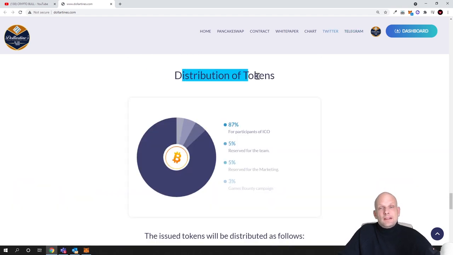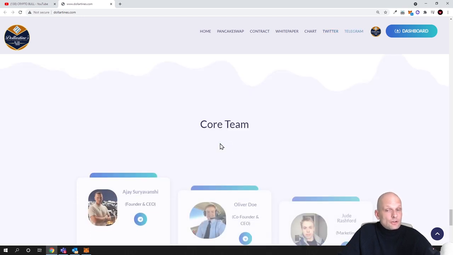And here is distribution tokenomics for participants of ICO: 87%, 5% reserved for the team, 5% reserved for marketing, and 3% games bounty campaign, and 5% only for team. This is also good, guys, because in some projects which we have been reviewing, the team is keeping about 50% of total supply, which is very, very huge. This means the team can dump on users, they can do rug pulls and so on and so forth, where this project has only 5% left for themselves, guys. This is also one of the big things.